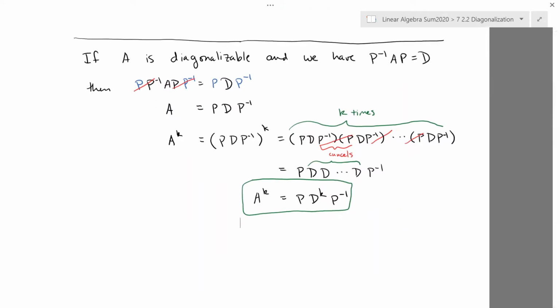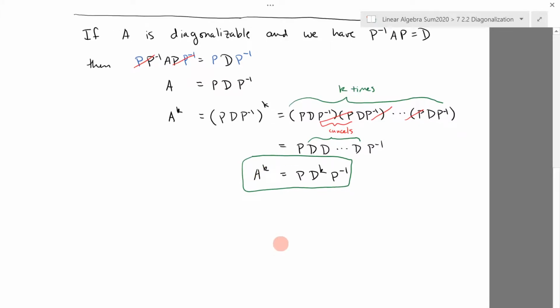The benefit of having an equation like this is that raising a diagonal matrix to a power is a lot easier to calculate than raising a general matrix to a power. Here I can just raise the diagonal entries to a power, but that's not true for a general matrix. You have to carry out the matrix multiplication.